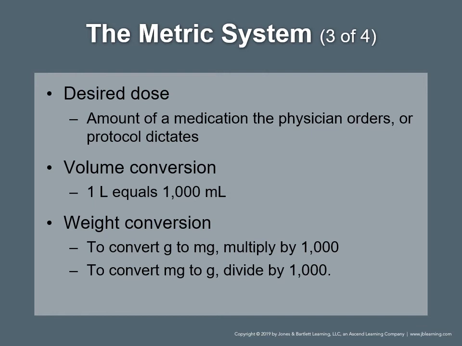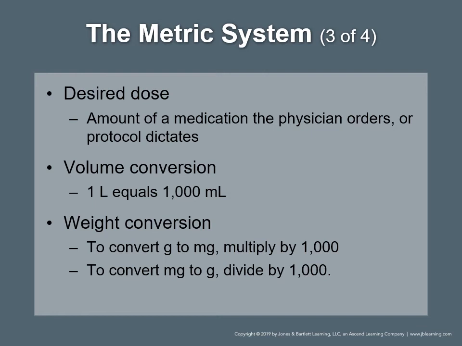Volume conversion. In the pre-hospital setting, you will usually be dealing with milliliters and liters. 1 liter equals 1,000 milliliters. When you are converting milliliters to liters, divide the smaller unit of volume by 1,000. So 100 milliliters divided by 1,000 equals 0.1 liters. When you're converting liters to milliliters, multiply the amount in liters by 1,000. 1.5 liters times 1,000 equals 1,500 milliliters.